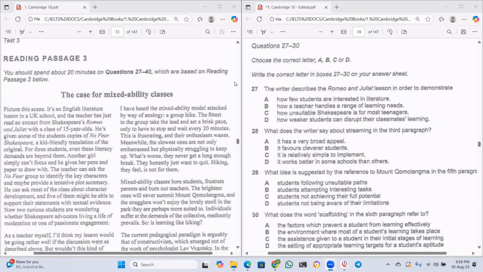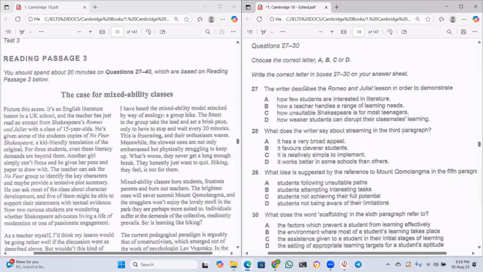As you can see, I have this passage called the case for mixed ability classes, right? On your left hand side, you have the passage, and on your right hand side, you have the questions here, okay? Before starting the passage, let us see what questions we have here.